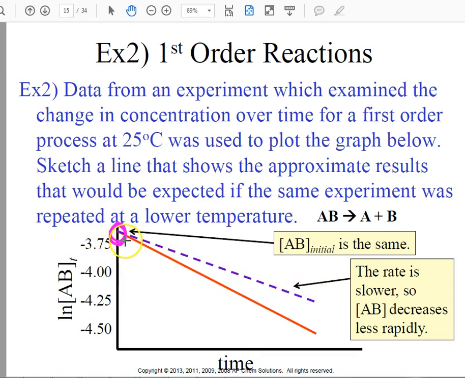They could also ask you things like, what if the temperature was higher? Well, we'd start at the same place, and we'd go down more steeply. Or what if a catalyst was added? A catalyst speeds things up, right? So we'd start at the same place, but we go down more quickly with a catalyst as well. But if the temperature is lower, we're not going to go down as fast.